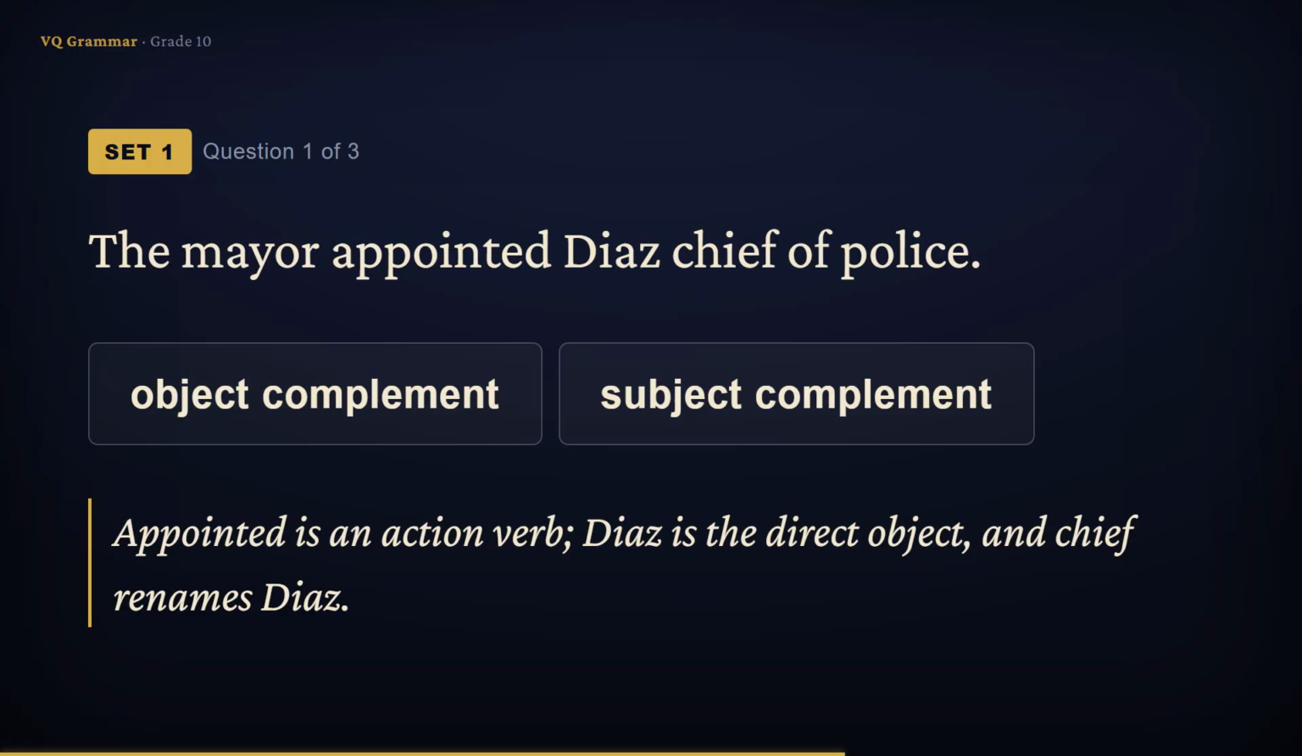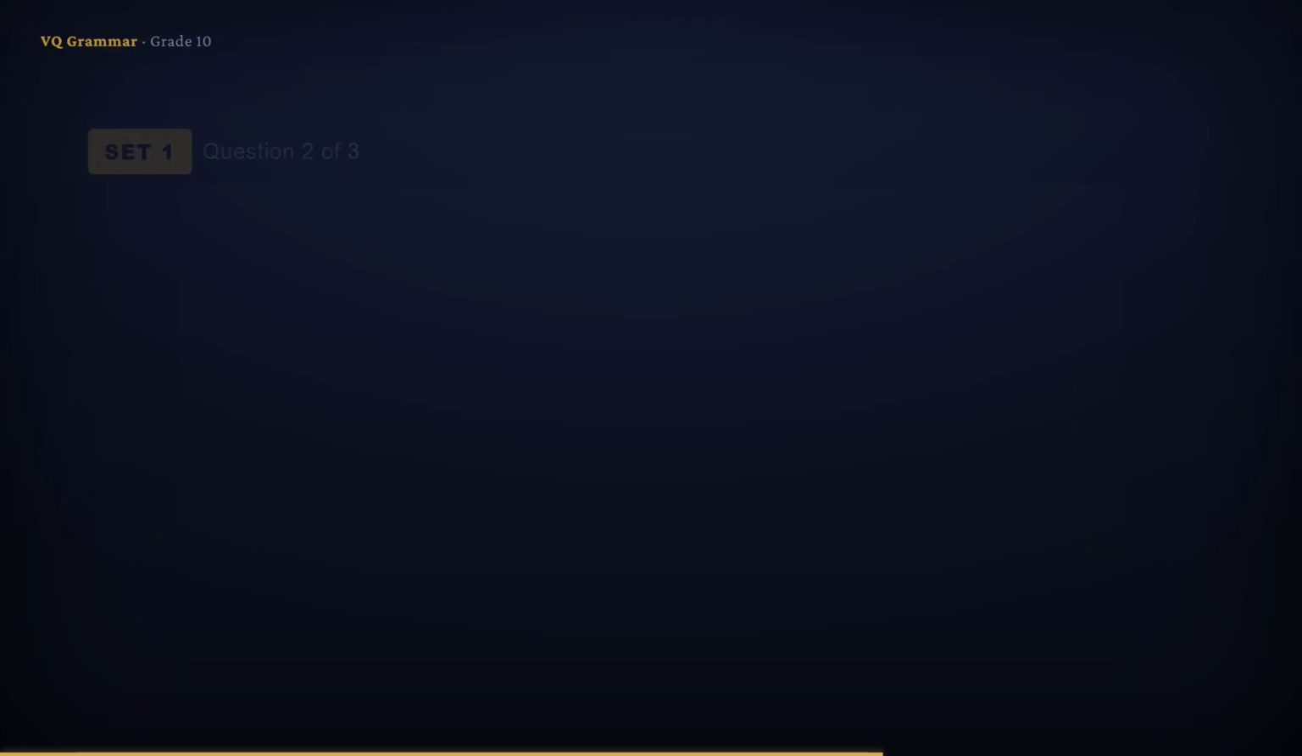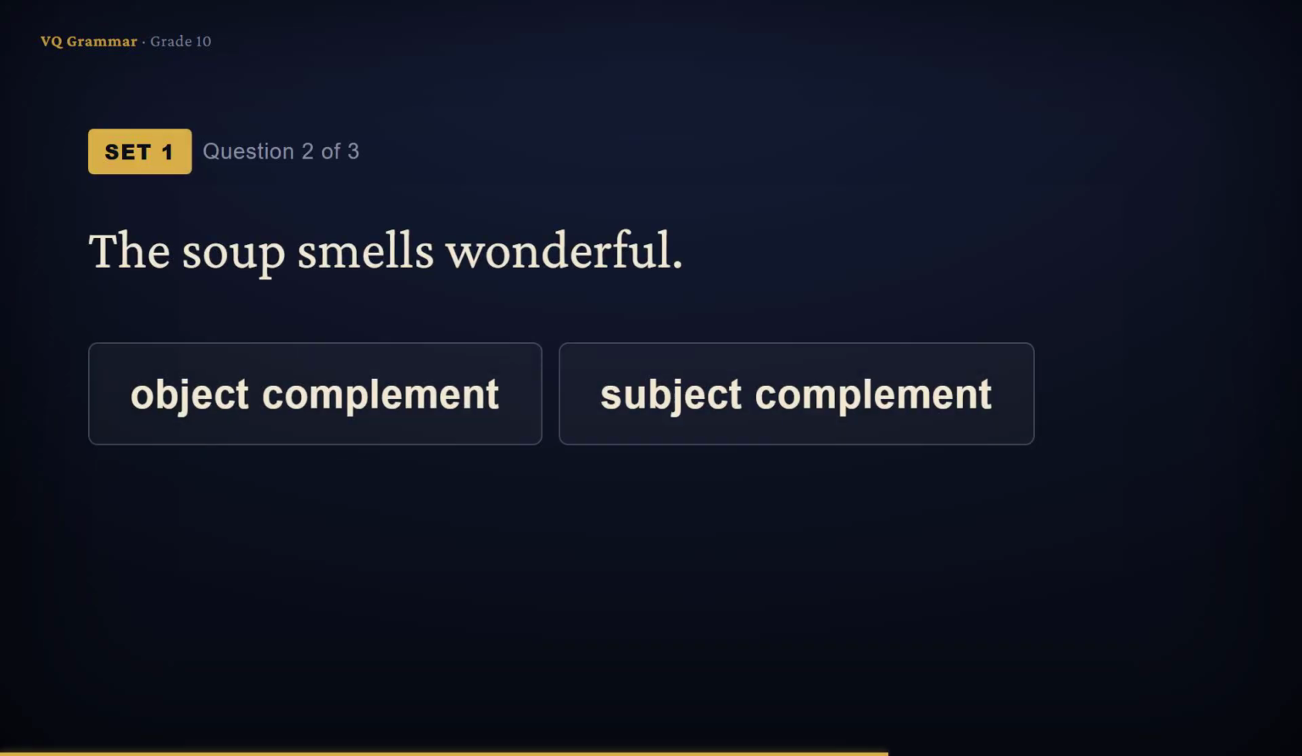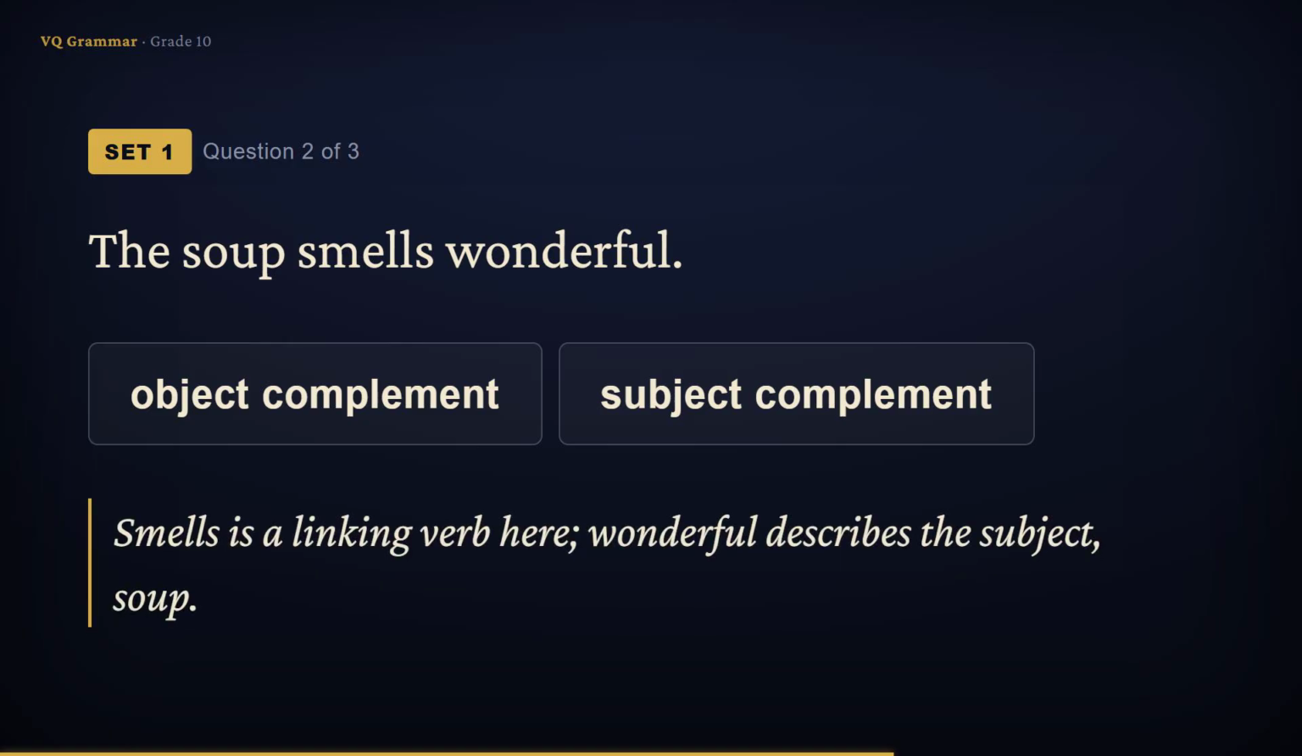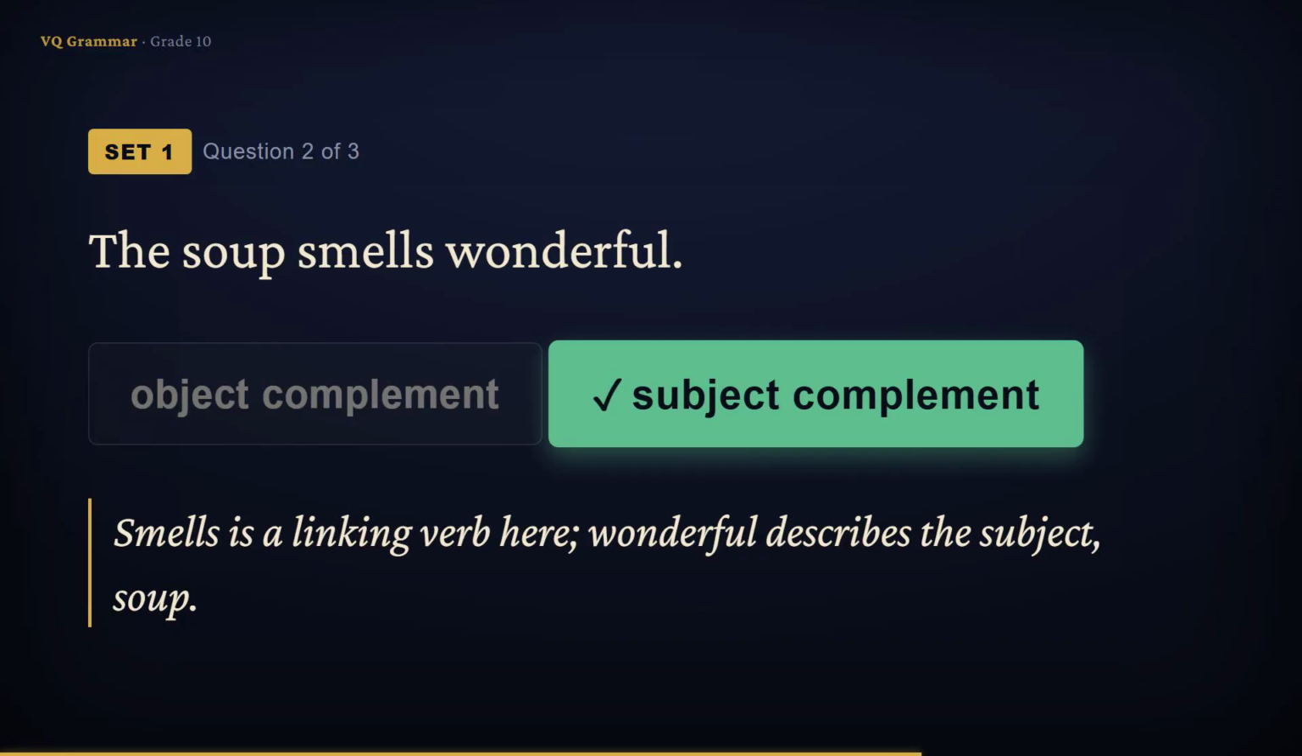Find the verb, appointed. That's an action verb, one of our trigger verbs, in fact. Appointed whom? Diaz, the direct object. And chief of police renames Diaz. It points back to the object, so this is an object complement. The soup smells wonderful. Find the verb, smells. Is the soup doing anything? No, it isn't sniffing the air. Smells is a linking verb here, and wonderful describes the soup, the subject. So this one is a subject complement.